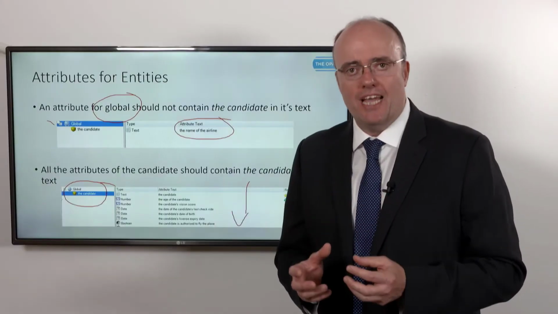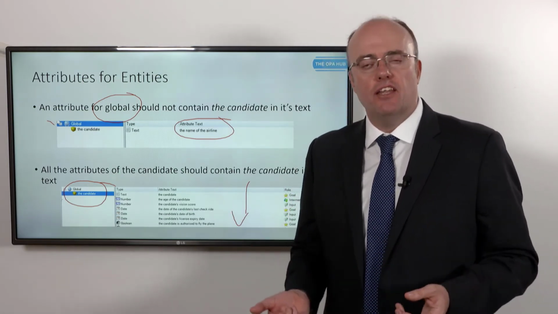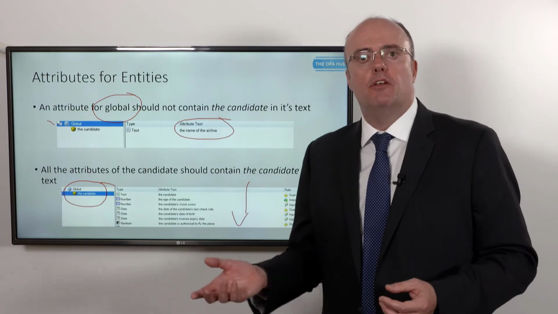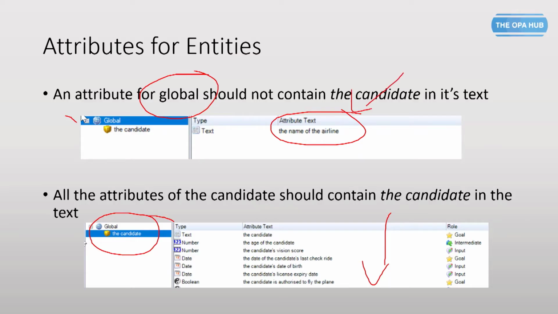So if I have 2 candidates, there will be 2 answers to the question, the age of the candidate. One will be 50, one will be 35. There will only be one answer to what is the name of the airline, because the global entity, there's only ever one instance of it. It's the root of everything else. It's the parent of everything else.